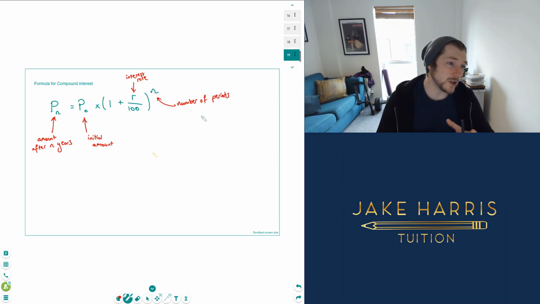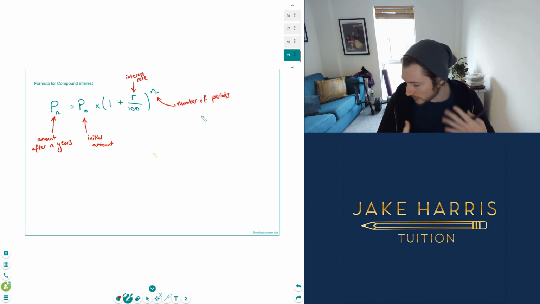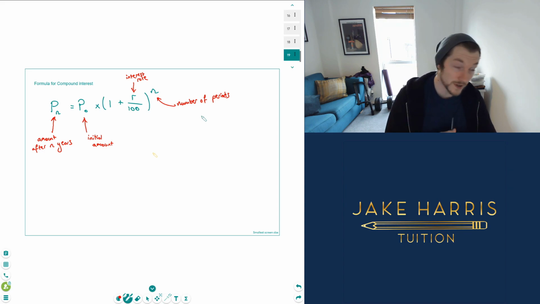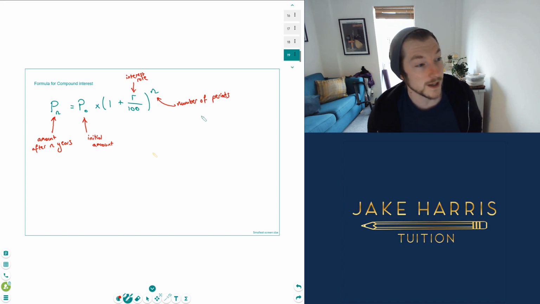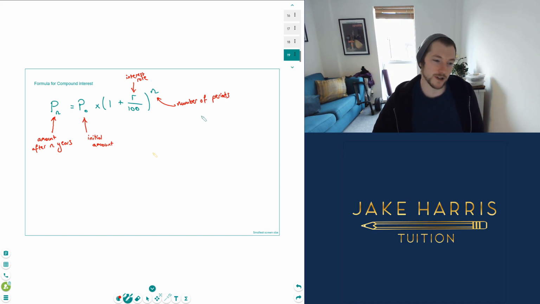Now, our periods are usually measured in years, but they are not always, and some of the more complicated questions pay interest in periods of months or periods of 3 months. We'll look at some examples of that later. But that's the number of periods that your money is in the account. This probably still is looking pretty complicated, so I'll do an example to explain.